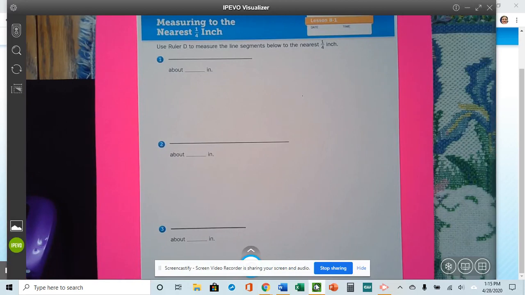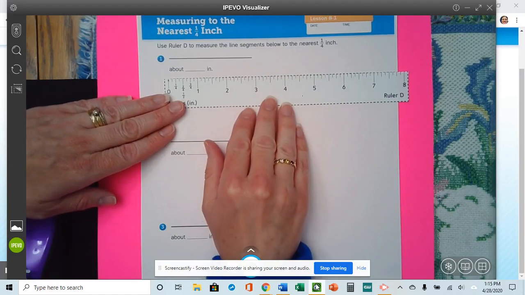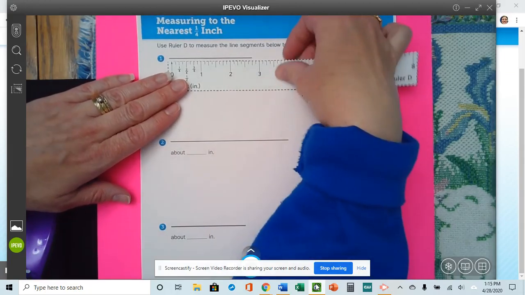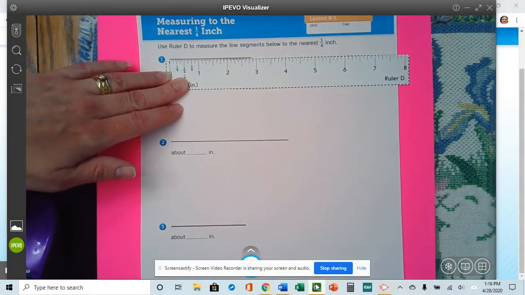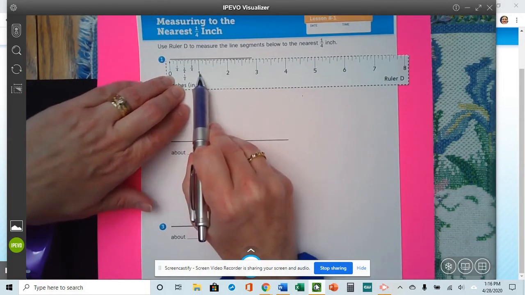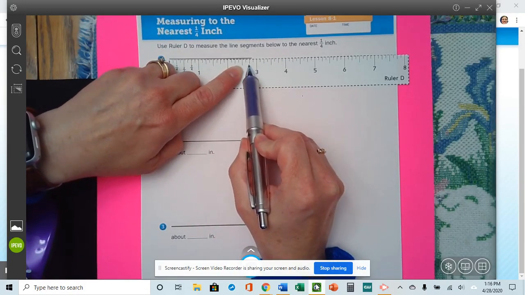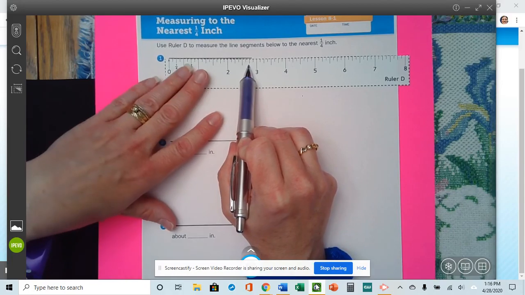All right, we are going to look at our journal page, and it says use ruler D to measure the line segments below to the nearest 1/4 inch. So remember, when we are measuring, we always start on the 0. We don't start on the end of the ruler because it isn't always on the 0. So I'm going to move the ruler up, put it on the end of the line where it marks. Okay, and you can see here that it's gone all of 1 inch, all of 2 inch, there's 2 1/2, and there's 2 3/4. So that's going to be the closest 1/4 inch to where we need to measure.